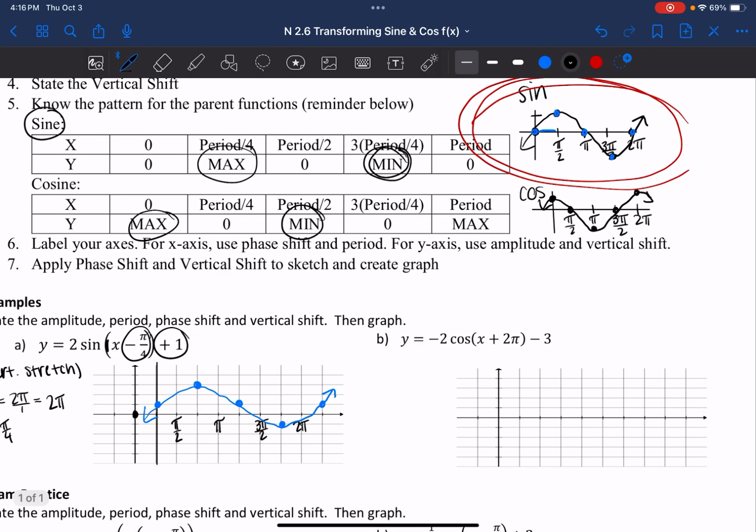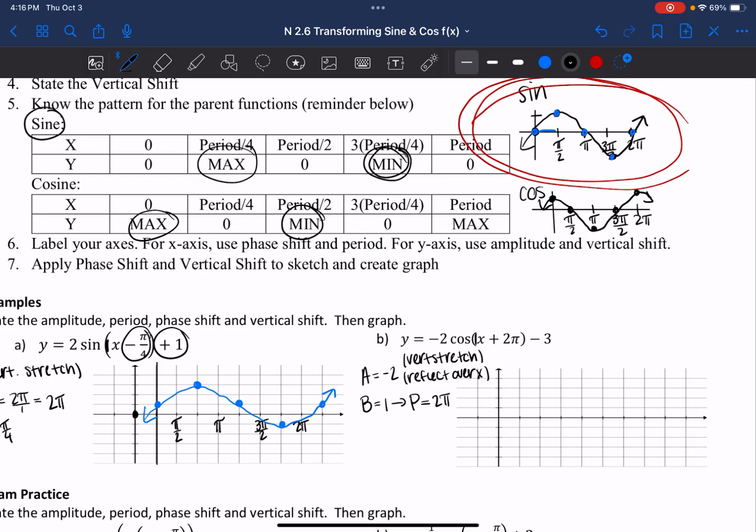All right. For B, it says that our A value is -2, which tells us 2 things. It tells us that this is a vertical stretch, but it also tells us that we have a reflection over the x-axis. My B value, again, is the coefficient with x, which is understood to be 1. So this means the period won't change. It's going to stay 2 pi.